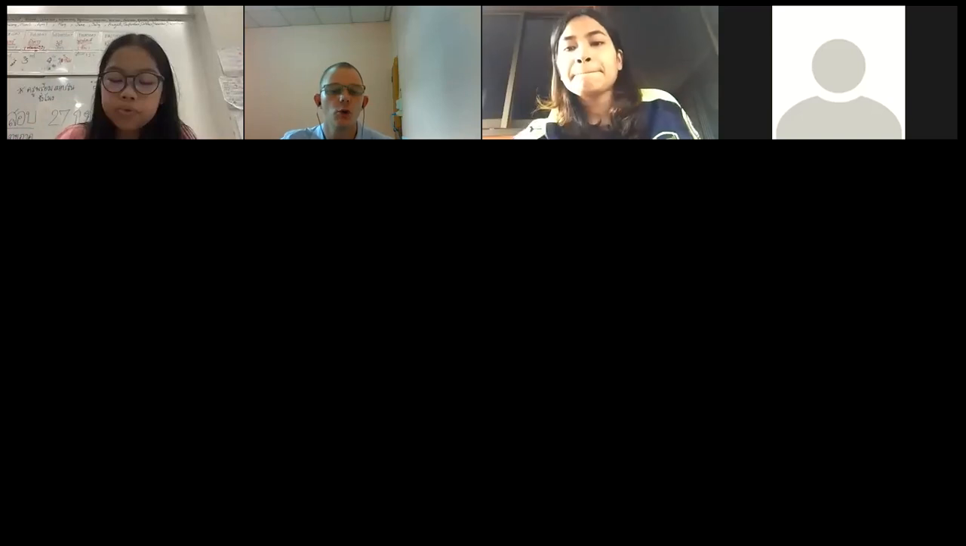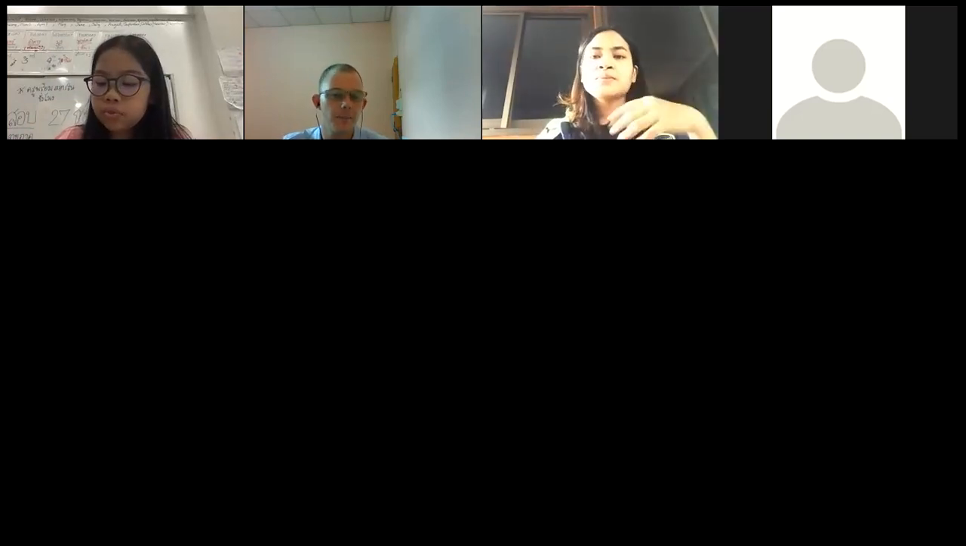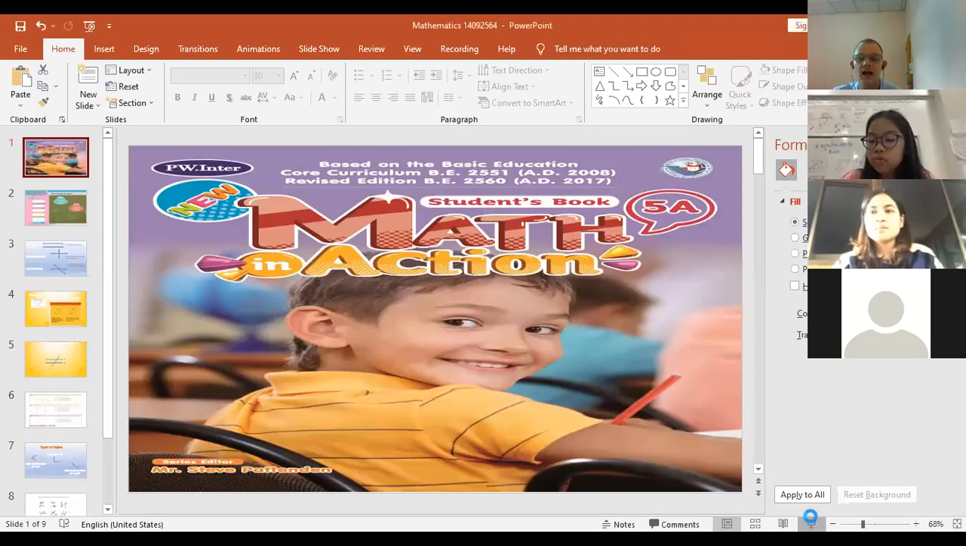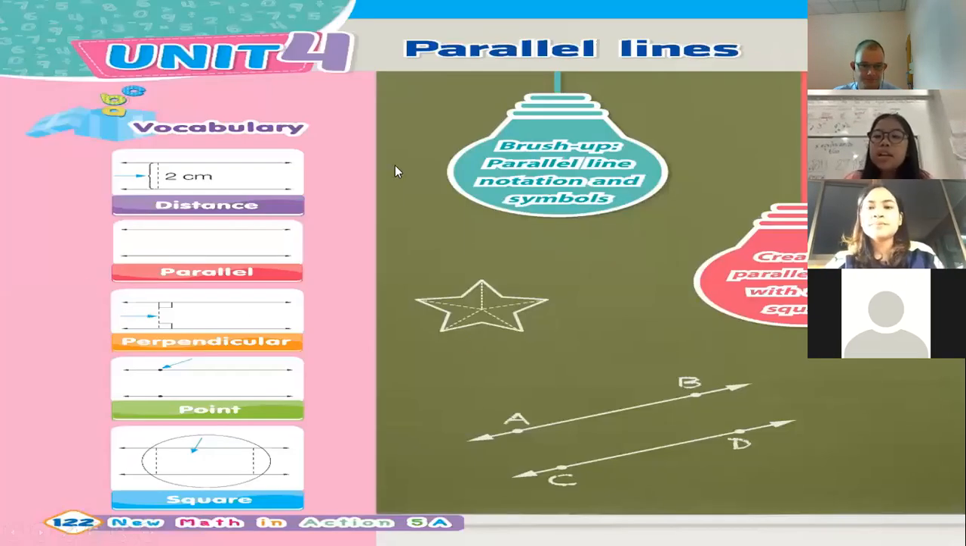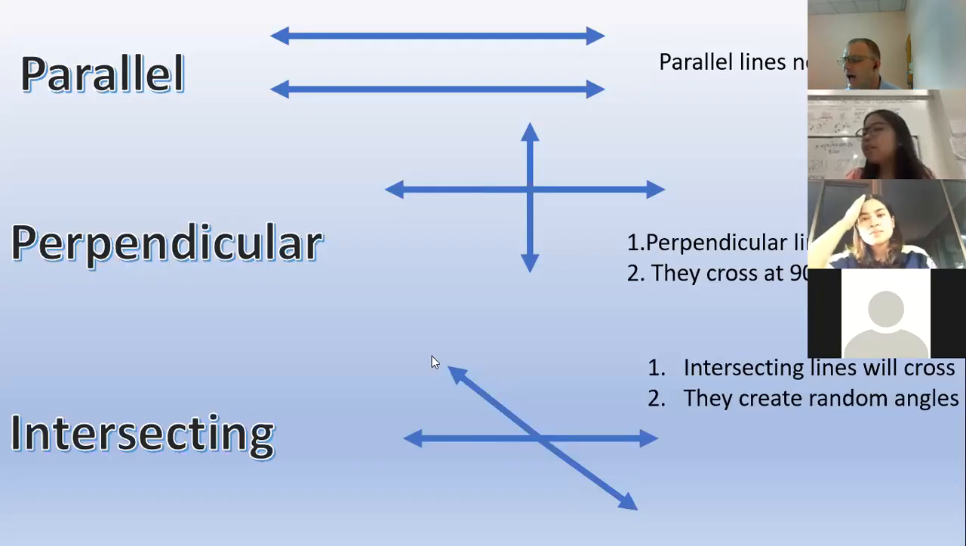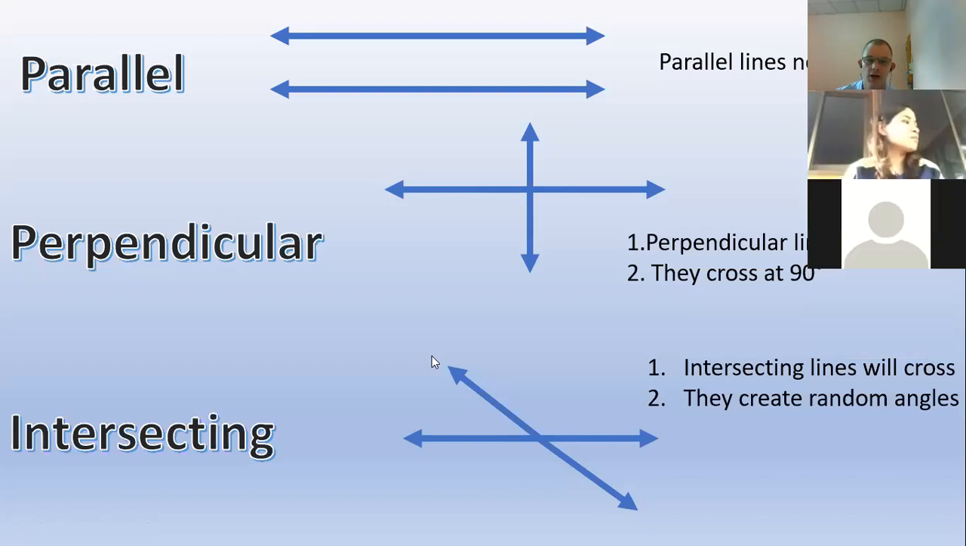So as we all know, we are currently busy with parallel lines and angles and a whole lot of geometry. Just as a refresher, let's go through the vocabulary of some of these words to make sure we fully understand. The first word we have is parallel. Parallel means the lines will never cross. They will never cross. Okay.